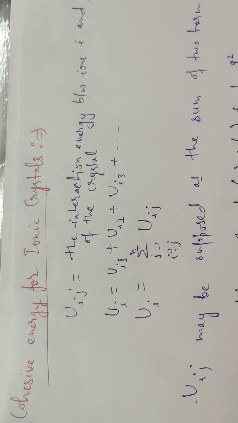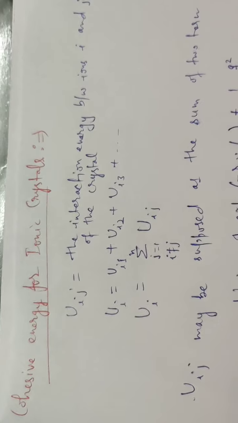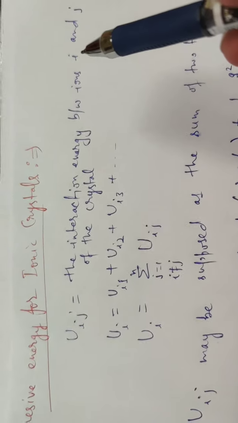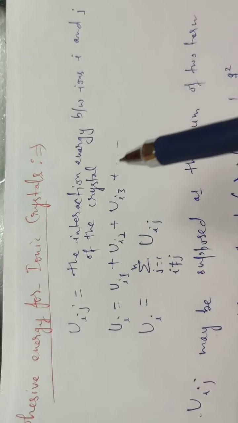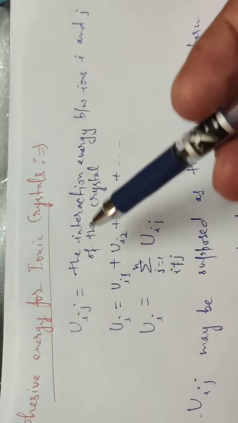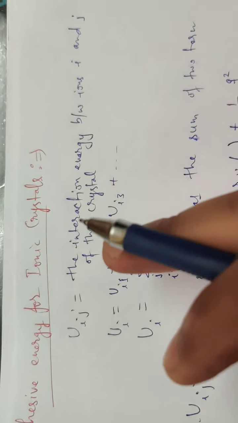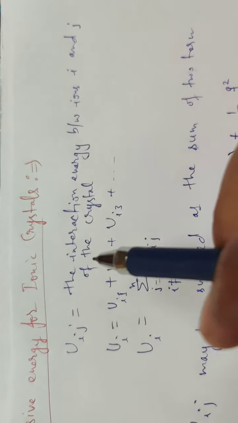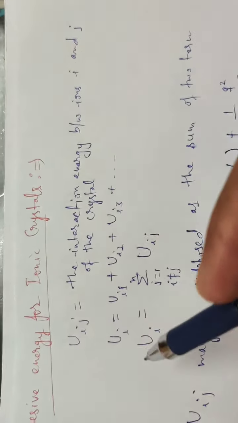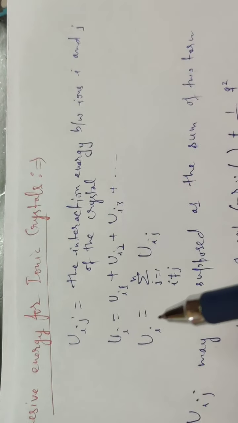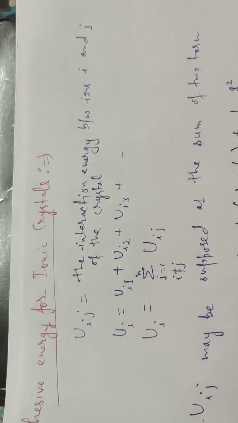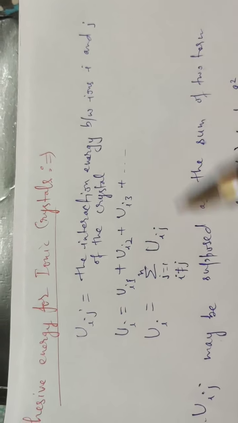So let us consider a sodium chloride crystal, and let Uij be the interaction energy between the ith and jth ion of the crystal. I will take arbitrary ions. Suppose there are N number of ions and I will pick two ions, first the ith and second the jth, any atoms, any position, and the total cohesive energy can be expressed as the sum of individual contributions.